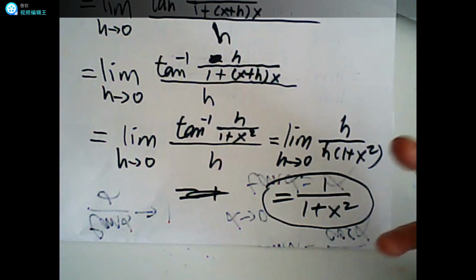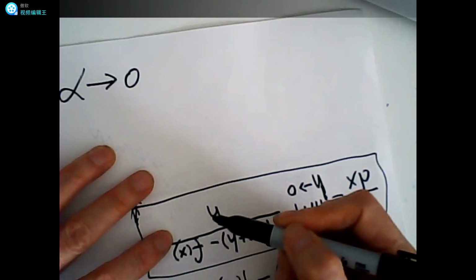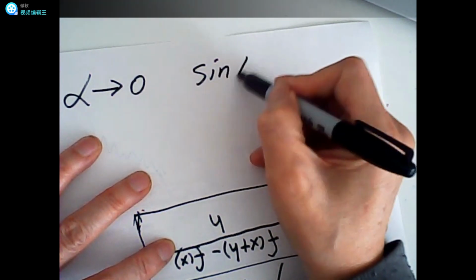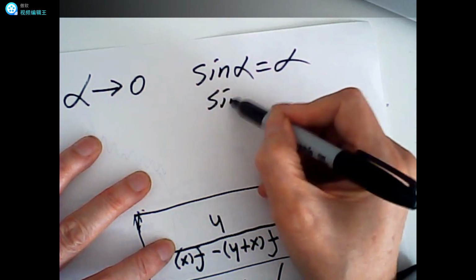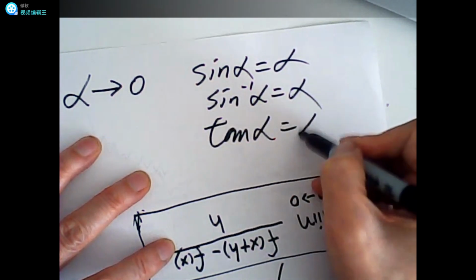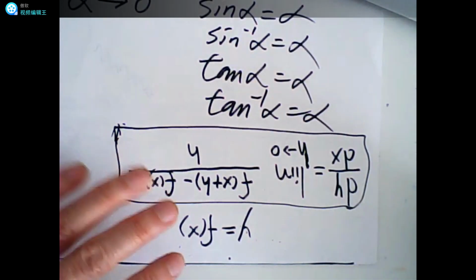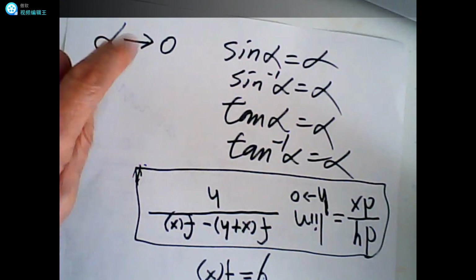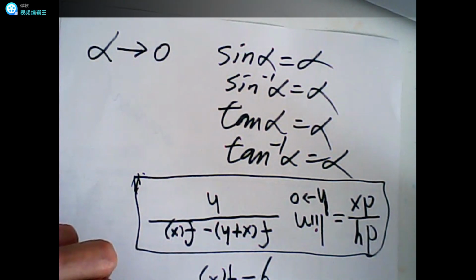Arcsine of something is something. In other words, when the angle is very small, sine alpha is equal to alpha. Arcsine alpha is equal to alpha. Tangent alpha is alpha, and so is arctangent alpha. Because when the angle is very small, tangent and sine, there's no difference.